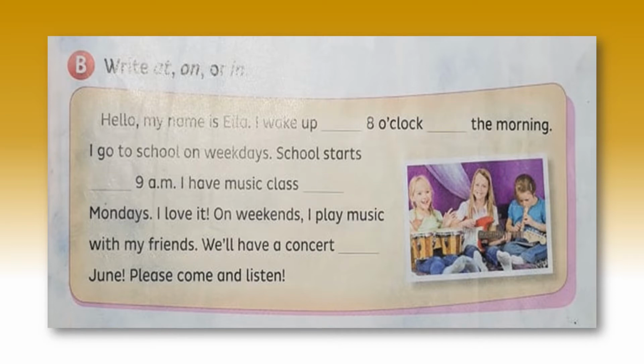Okay. What do you think? So here we have some times. We have parts of the day. We have the name of a day, and we have a month, the name of a month. Now you can go back to part A on page 81 and have a look to see what words you think you need to write.